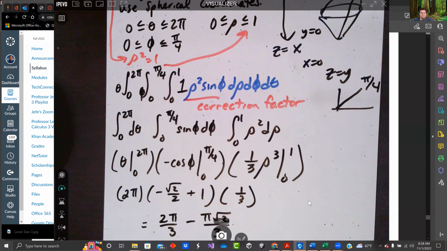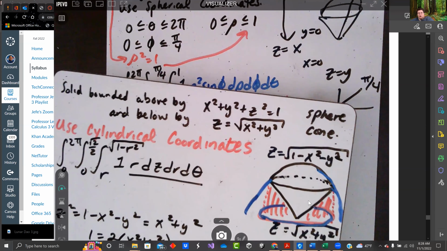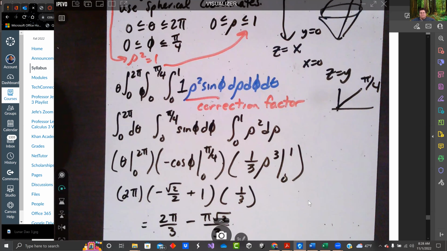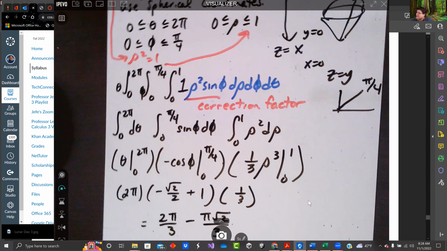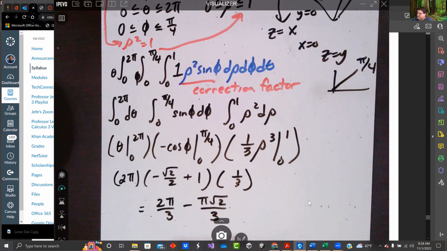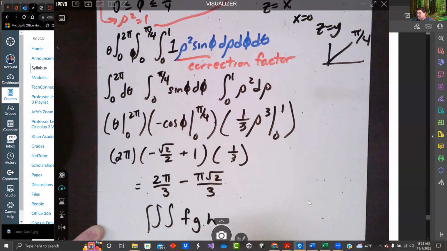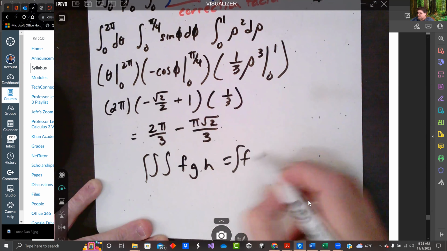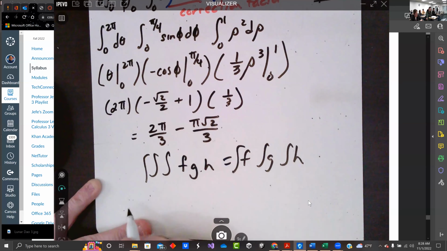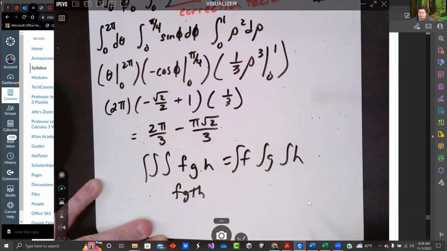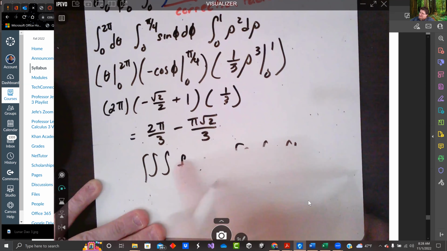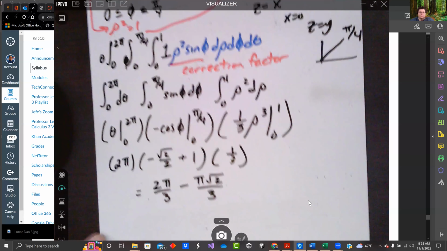We deliberately did that when we were doing cylindrical. With cylindrical, we got stuck with Z as a function of R, but shifting to spherical allowed us to get rid of that dependency. So as long as you have F, G, H inside with the 3 integrals, you can break it up into the integral of F, the integral of G, the integral of H. If it's F, G plus H, it doesn't work. So it's a handy dandy little shortcut tool.